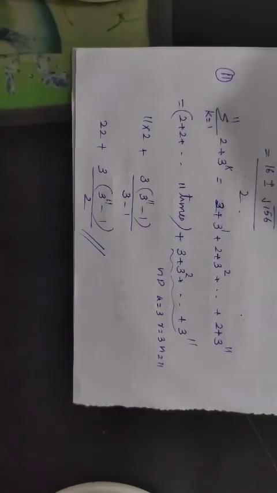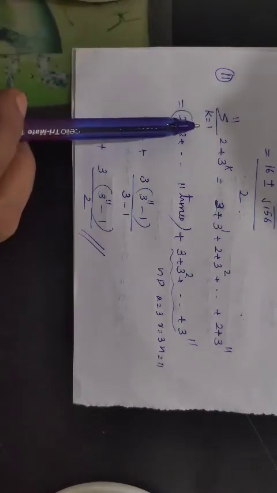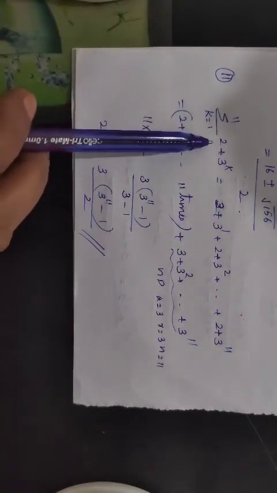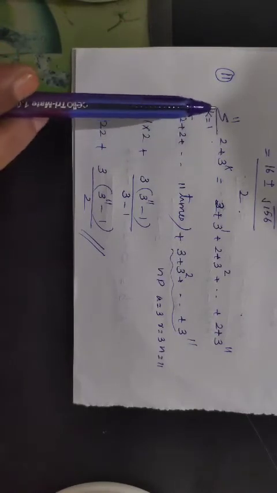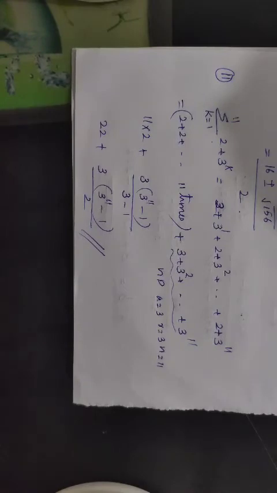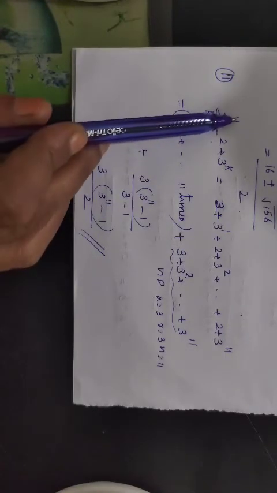See, the next one is the 11th question. 11th question, evaluate sigma k is equal to 1 to 11, 2 plus 3 raised to k. Summation k is equal to 1 to 11. Sigma means summation. We have to find the sum of these 11 terms. Okay, we can find the terms by substituting k is equal to 1, 2, 3 up to 11.